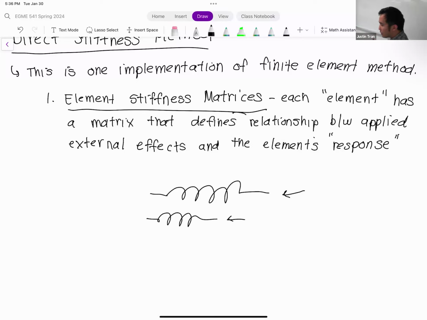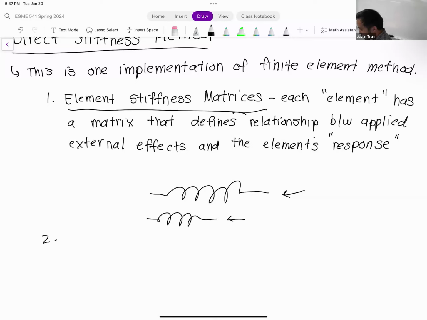As we go through the direct stiffness method, we're going to be introduced to different types of elements. The next element that we'll learn, probably at the end of class today, is a truss element, and we'll talk about how the element stiffness matrix for that is formed. But step one of the direct stiffness method is to form the element stiffness matrices for every element in your system.